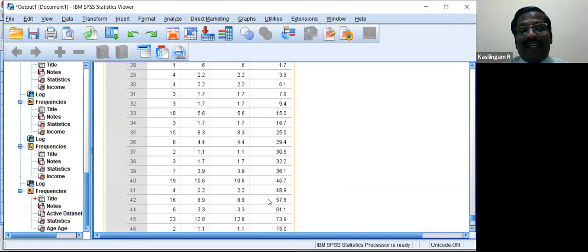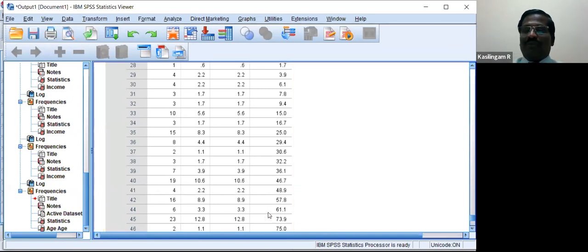So now I can tell 57.8% of the people have age 42 and less. If you put 41, only 48%. Only when you cross 41 to 42, the 50% is covered. So that is why the median is 42. Median is the middle, 50%. In which age is the 50% coming? That is the median, the center, the middle.